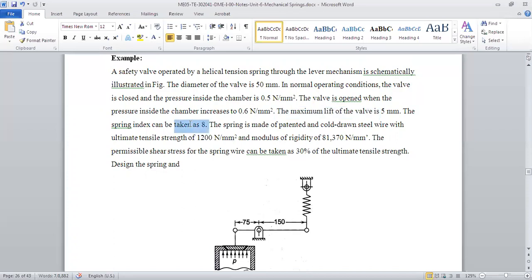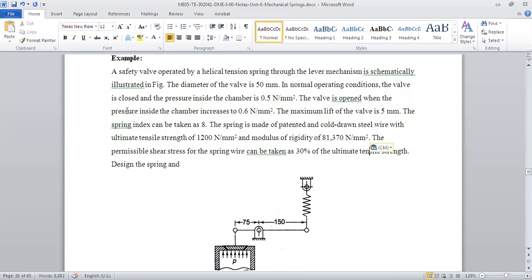The spring index is taken as 8. So we have been given C as 8. The spring is made of patented and cold drawn steel wire with the ultimate strength SUT of 1200 Newton per mm square, and modulus of rigidity G is given as 81,370 Newton per mm square. The permissible shear stress for the spring can be taken as 30% of ultimate strength. So tau allowable is 0.3 of SUT, 1200 into 0.3, that is 360 Newton per mm square. So we have been given allowable shear stress tau as 360 Newton per mm square.